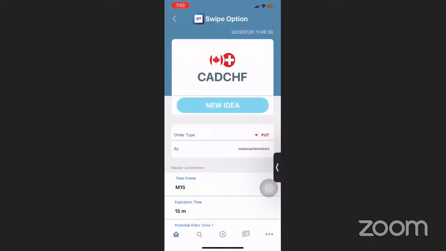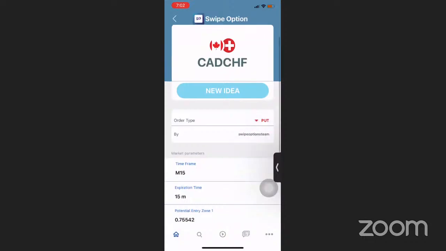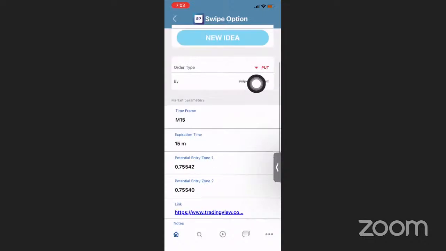So this is me just logged into Swipe Option. This is the last trade that is displaying. If you look at this trade very carefully, the first thing you're going to notice is you've been given what we call an asset. CAD CHF is an asset. So you know that your currency trade is going to be between the Canadian dollar and the Swiss currency. And then the other thing you need to pay attention to is the order type, which is put. This is going to become very, very important when we're taking the trade.